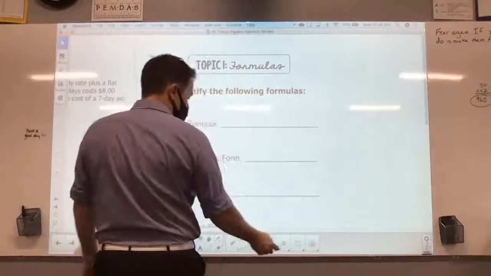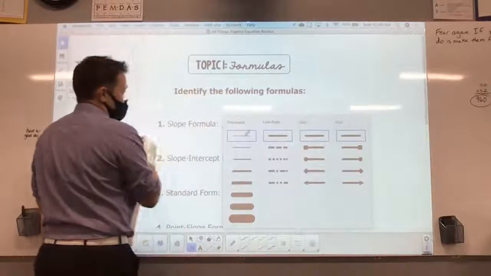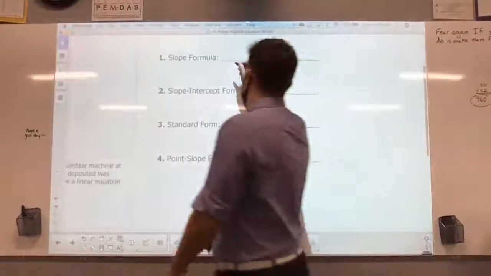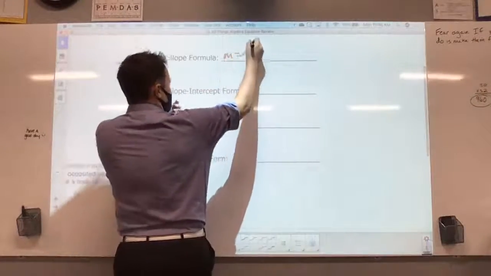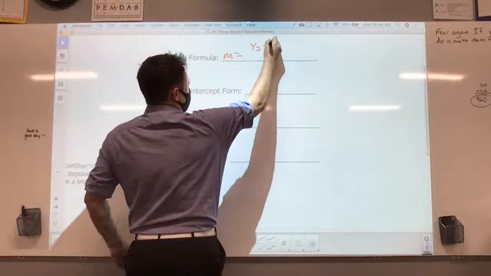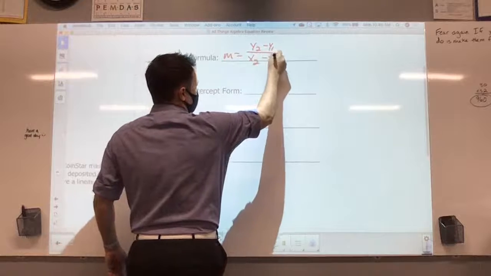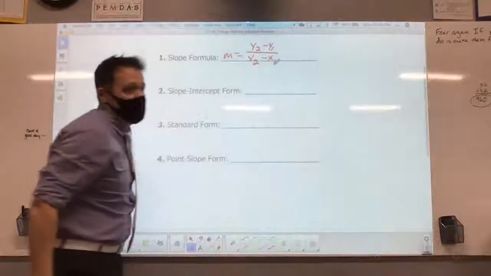All right, so number one on the board here, the slope formula. We learned it already once or twice. We'll learn it again. Same thing, right? It's m equals y2 minus y1 over x2 minus x1. You remember those are just 2 points.